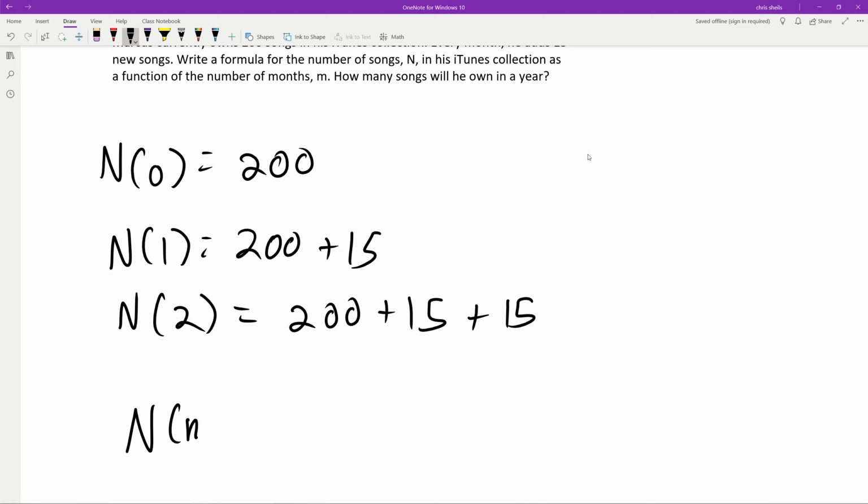So if I create a function n of m that models the number of songs in Marcus's iTunes collection as a function of months, then this would be 200, which is the number of songs that he has currently, plus 15 times the number of months, which is m.